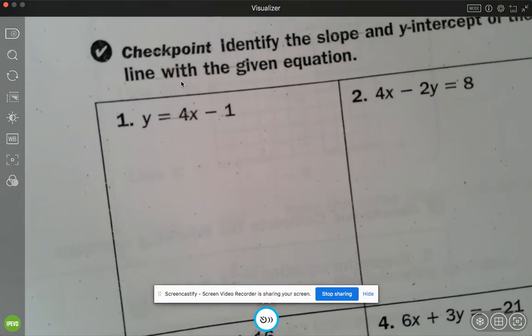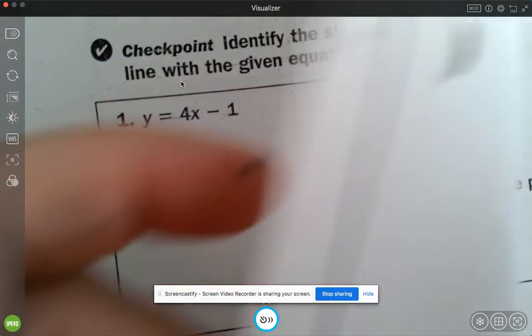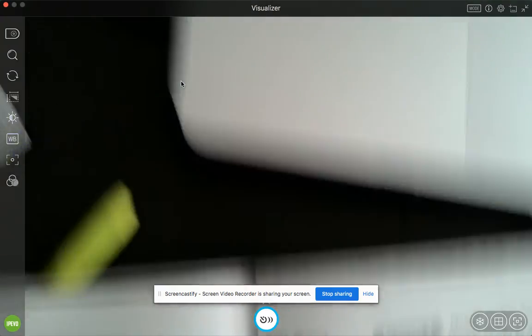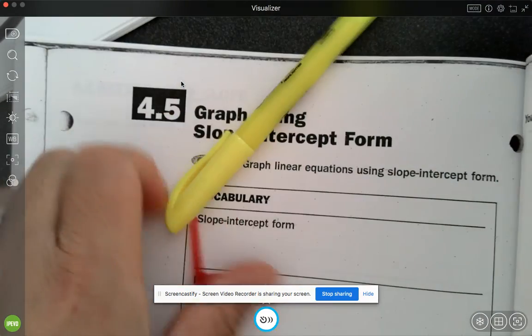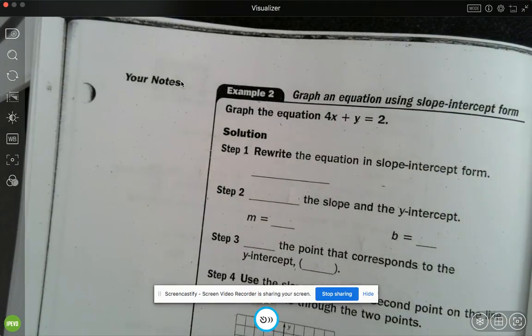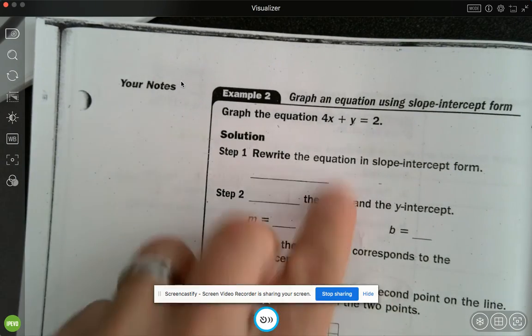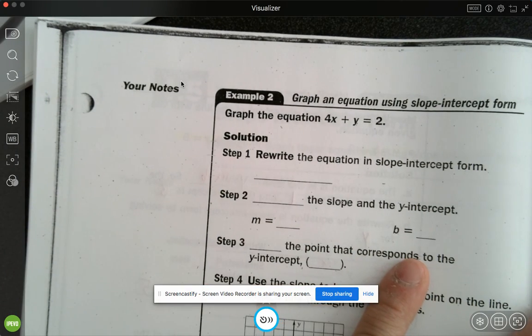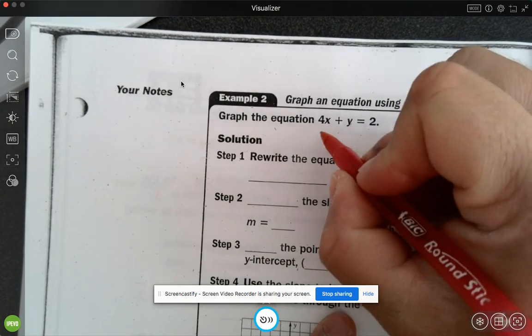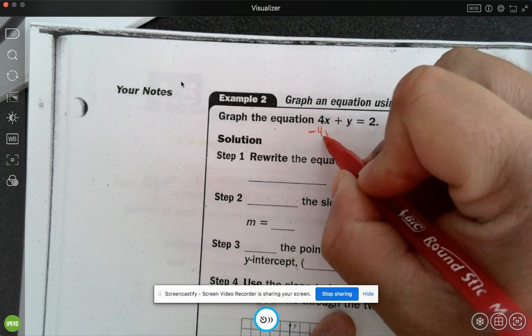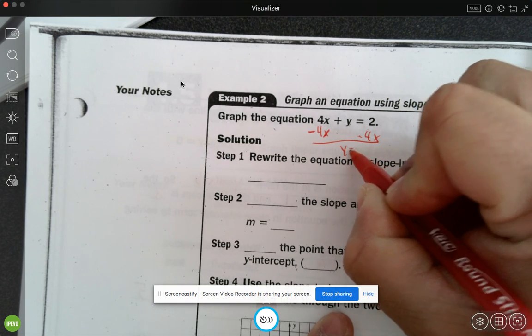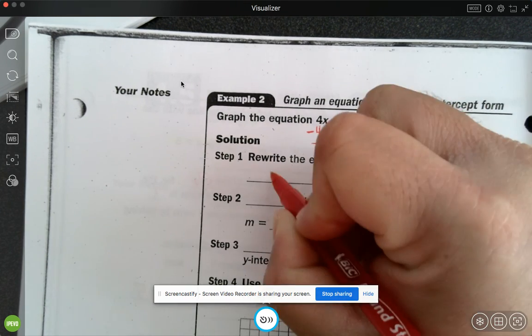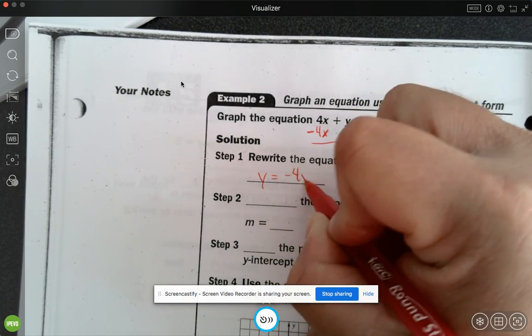All right, moving right along here to page 37. Let's do this second example here. Graph the equation using slope-intercept form. So this is where you start and this is where you go. But before we do that, we have to put it in slope-intercept form. So the first thing I'll do is it's only one thing really, just because the y is already isolated a little bit there. Subtract 4x on both sides. You're left with y = -4x + 2.